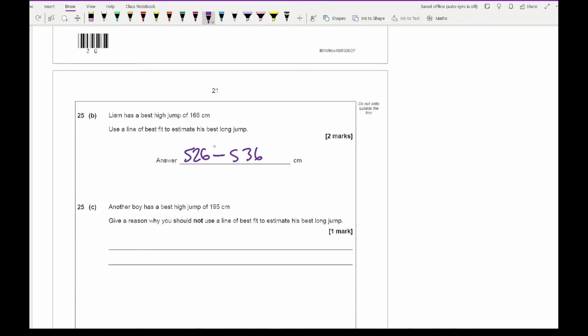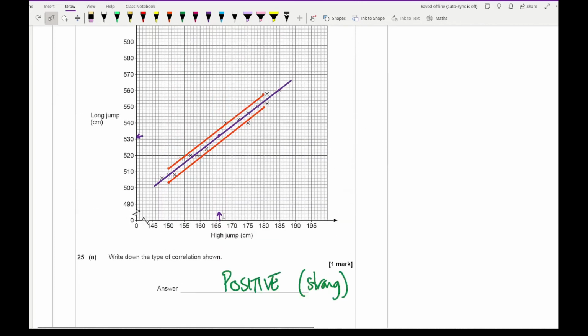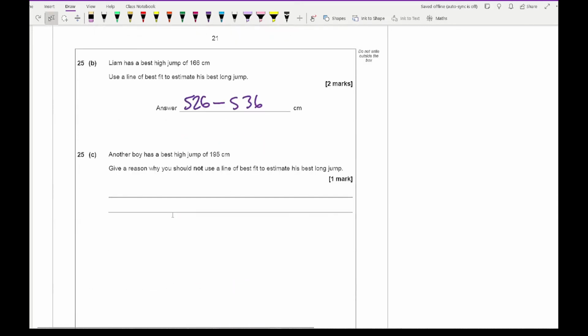Now for 25C, it says that another boy has a high jump of 195 centimeters. Give a reason why you should not use your line of best fit to estimate the long jump. Now looking at the data we've got, the highest boy threw 185. Now 195 is quite a lot more than the data that we've got recorded, so it's not going to be accurate. Well, the line of best fit, we're not going to say it's impossible for him to jump that length, but unfortunately we can't use it.